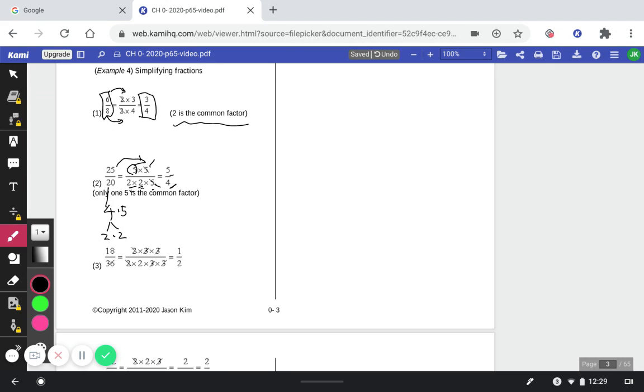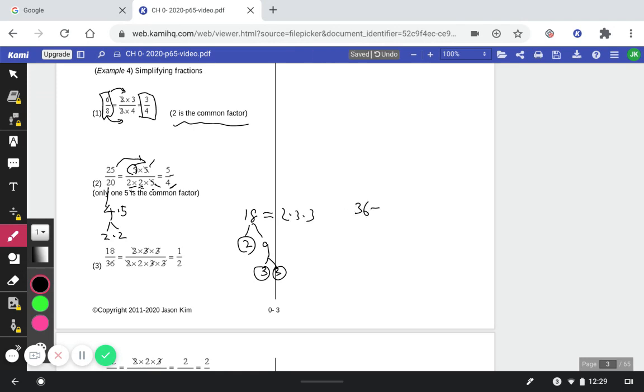How about 18 over 36? You will write the multiple of prime numbers for 18. So 18 is 2 times 9. 2 is a prime number, but 9 is not. So you break 9 as 3 times 3. So 18 is 2 times 3 times 3.